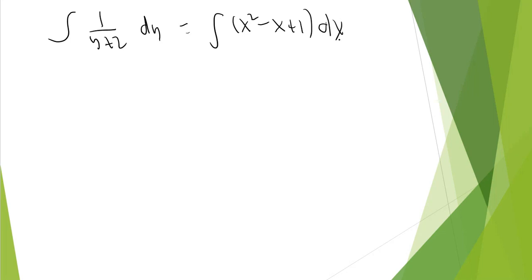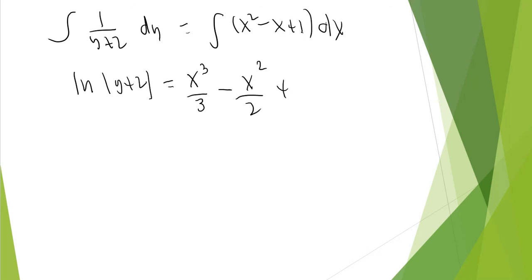The left we can write as the integral of 1 over y + 2 dy, equals, we integrate the right side, the integral of x² − x + 1 dx. This left side is just ln of the absolute value of y + 2. And the right side: x² becomes x³/3, minus x, the second one, becomes x²/2, and the third, the 1, becomes x. And then plus c always.